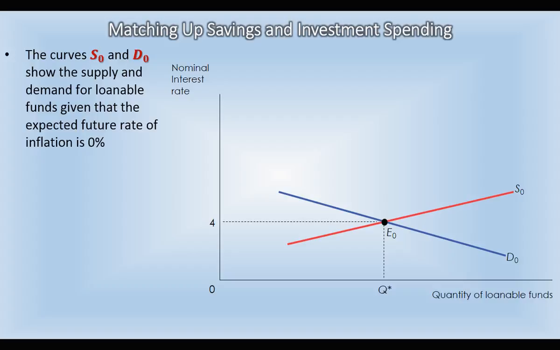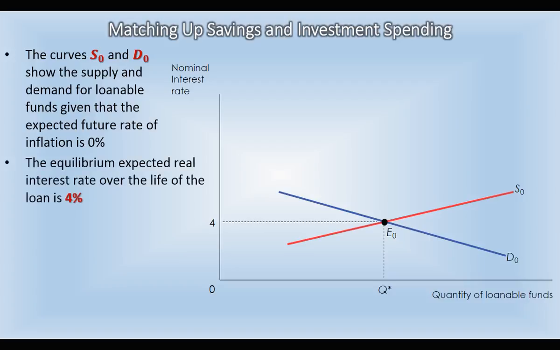All right, so the curves here, S naught and D naught, again, show the supply and demand for loanable funds given the expected future rate of inflation, 0%. So that's our starting point here. Our starting point is that nobody expects there to be any inflation. And therefore, the equilibrium real interest rate here over the life of this loan is 4%. The real interest rate is going to be the nominal interest rate, 4%, minus the rate of inflation, which is 0. So the real interest rate will be 4%.